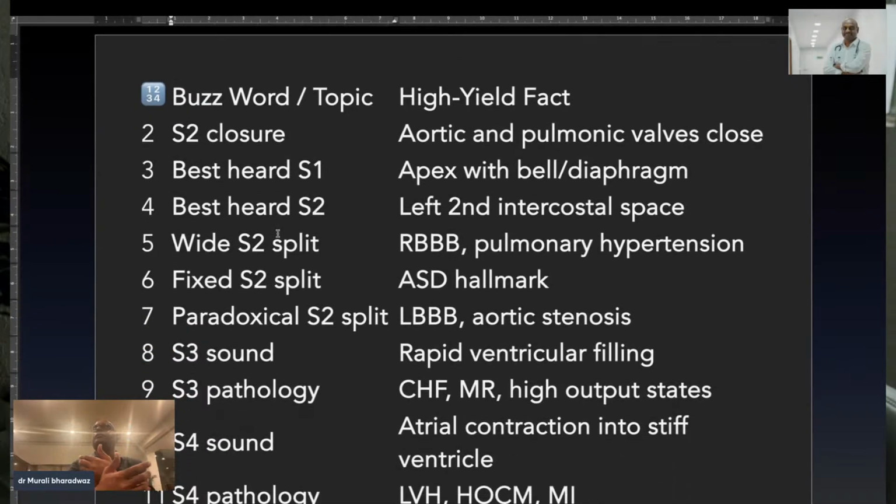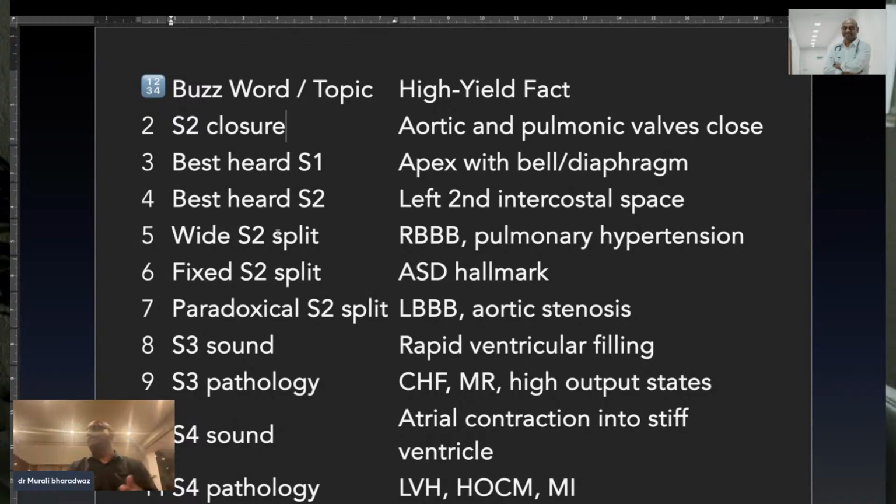Now, wide split second heart sound. That means P2 is delayed. That's the reason the A2 to P2 gap increased. When there is a right bundle branch block, the left bundle has to finish its job and then go and supply the right side. That's the reason the pulmonic valve closure becomes delayed. If there is pulmonary hypertension, the pulmonic valve takes a long time to push the blood into that hypertensive pulmonary artery. That's the reason for the wide split.